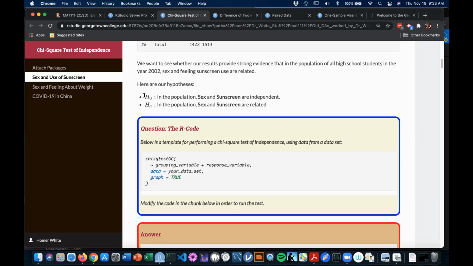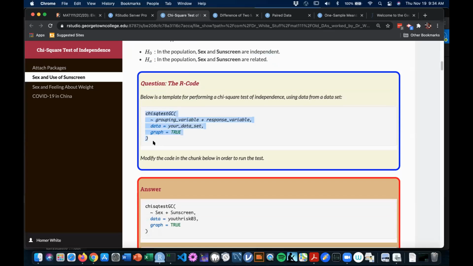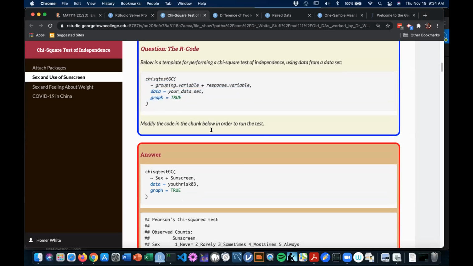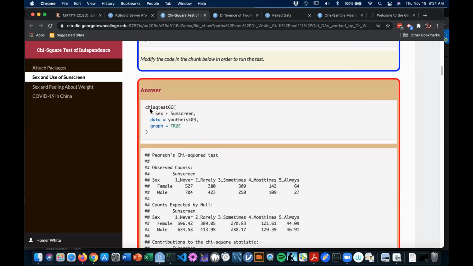So anyway, you set up the hypotheses the usual way. The null says that the two variables are not related, that they're independent. Always will say that. And the alternative will disagree. And you just had to fill in the template to get the chi-square test running. And so twiddles the explanatory variable plus the response variable. I was thinking of sex as the explanatory variable here and sunscreen as the response.